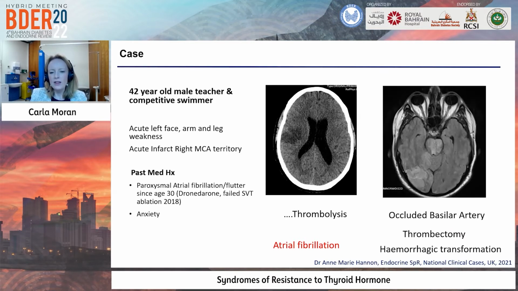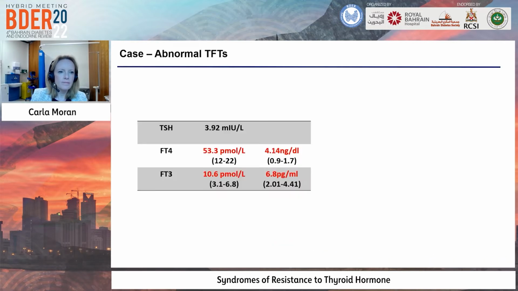Unfortunately, the initial stroke was further complicated by a second stroke. He developed an occluded basilar artery. He required thrombectomy, and this was further complicated by hemorrhagic transformation. So he had quite a devastating stroke and had a protracted inpatient stay and is having ongoing rehabilitation and has only just started to walk again with the aid of a stick. So a devastating event for this young man.